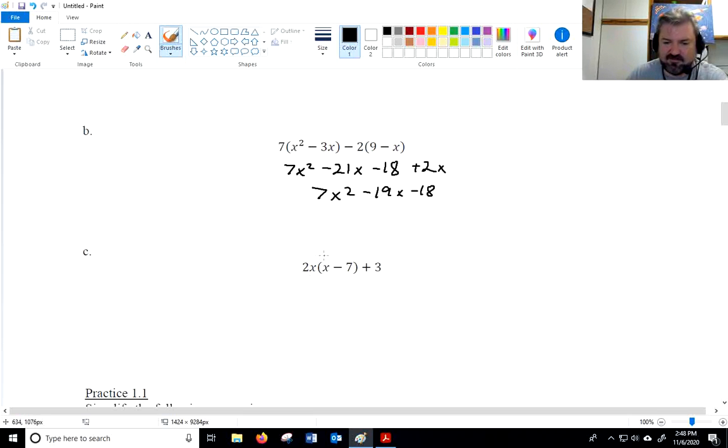All right, on this next problem, we're going to multiply it by 2x. And remember that x times x is x squared, because that's what x squared means. So 2x times x is 2x squared. Then 2x times 7 makes this a minus 14x. And then we have plus 3.